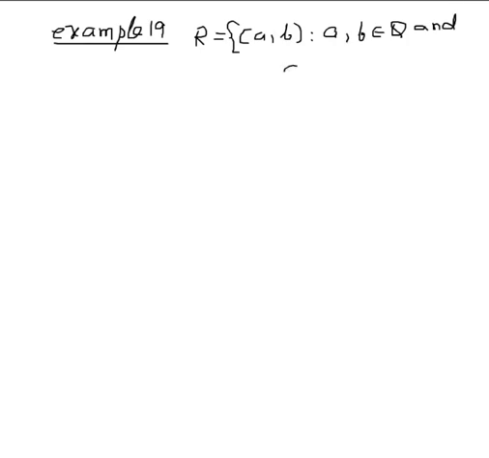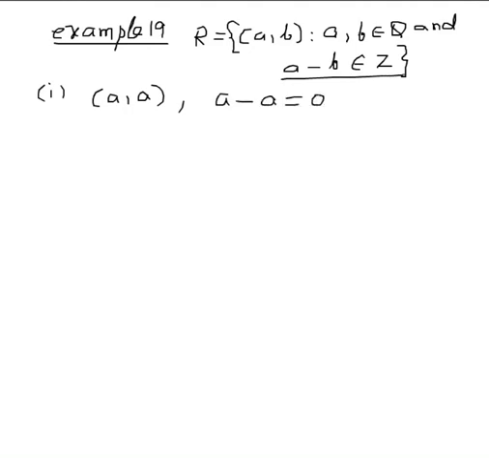Now example 19. Let R be a relation from Q to Q defined by R is equal to set of all A comma B such that A, B belong to Q and A minus B belongs to Z. So the question is, show that A comma A belongs to R for all A belonging to Q. So if I take A, this condition has to be satisfied. A minus A is 0, which is an integer. Therefore, I can say that A comma A belongs to R for all A belonging to Q.